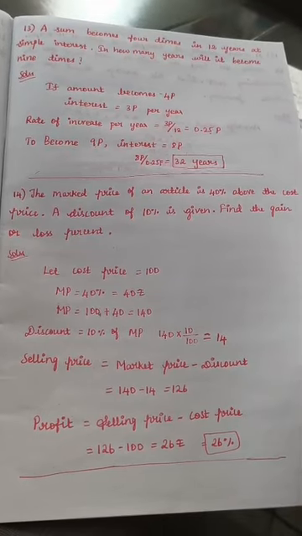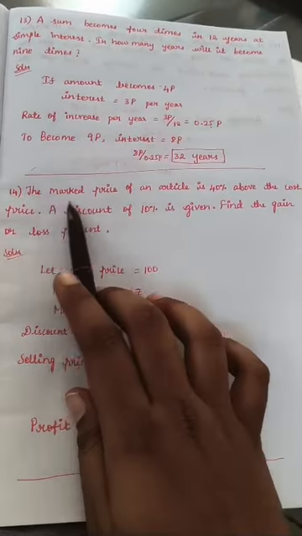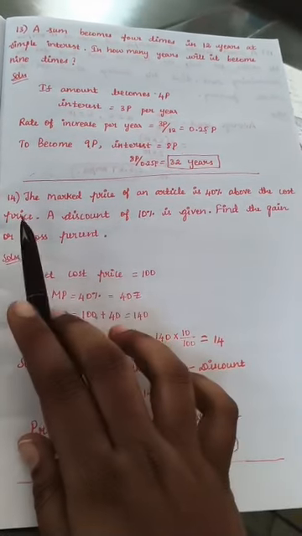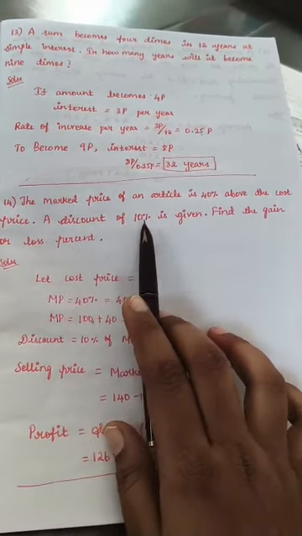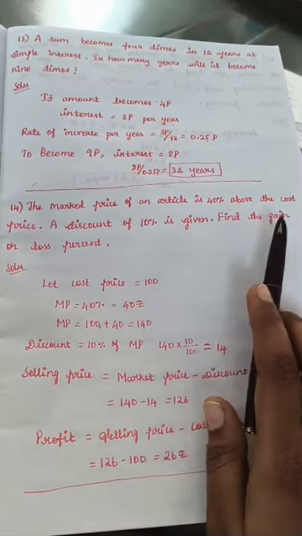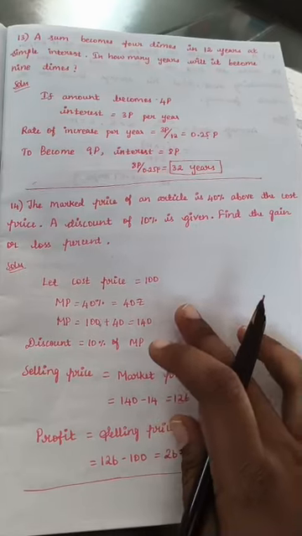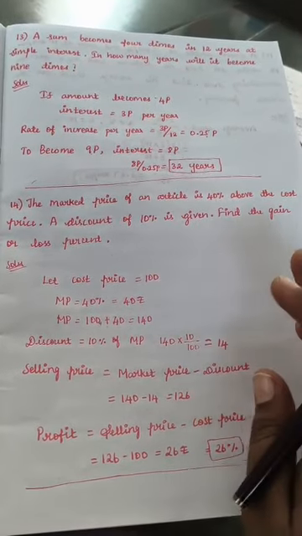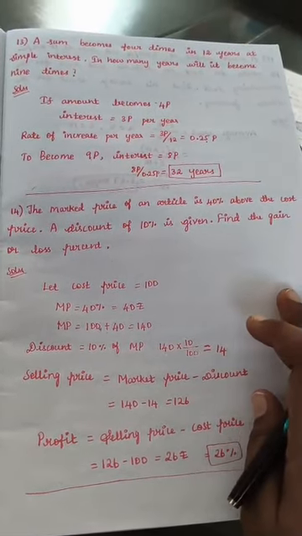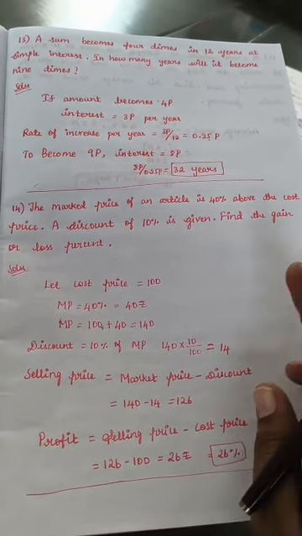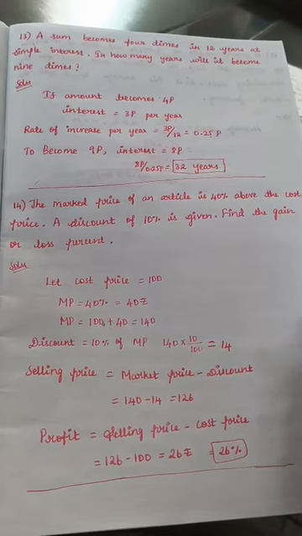The 14th question is, the marked price of an article is 40% above the cost price. A discount of 10% is given. Find the gain or loss percentage. So they have given the marked price above the cost price and the discount. So from this we have to identify the loss or profit percentage.